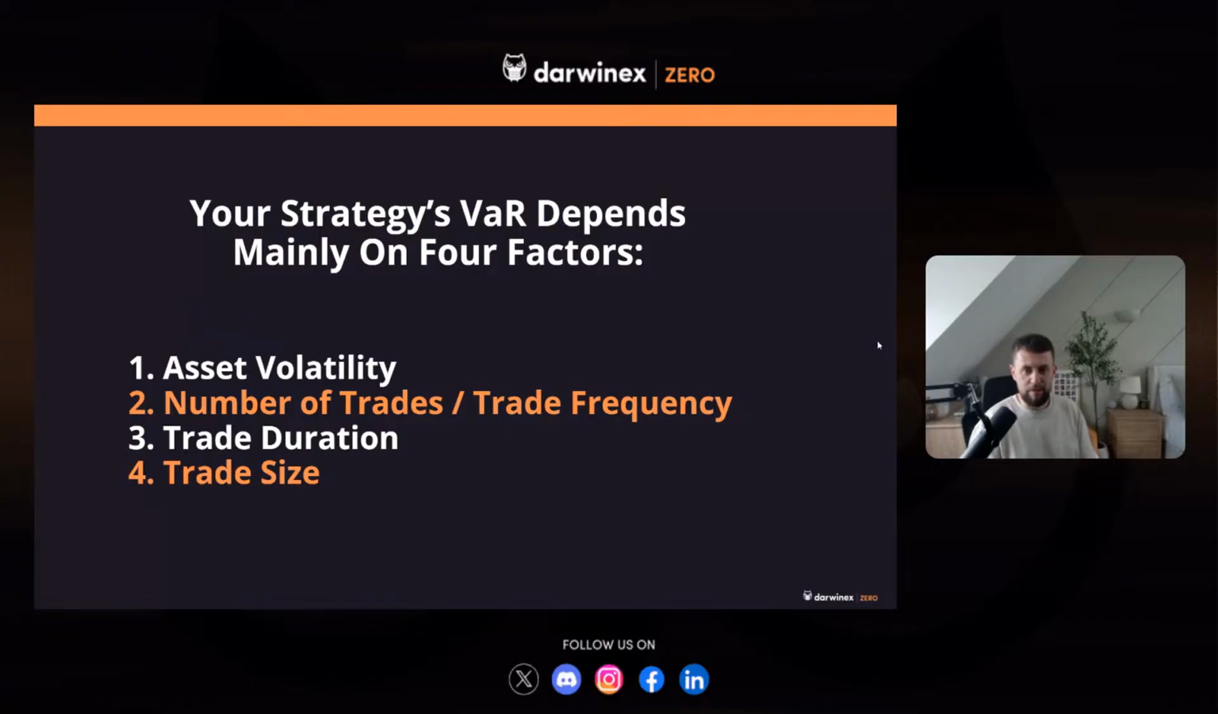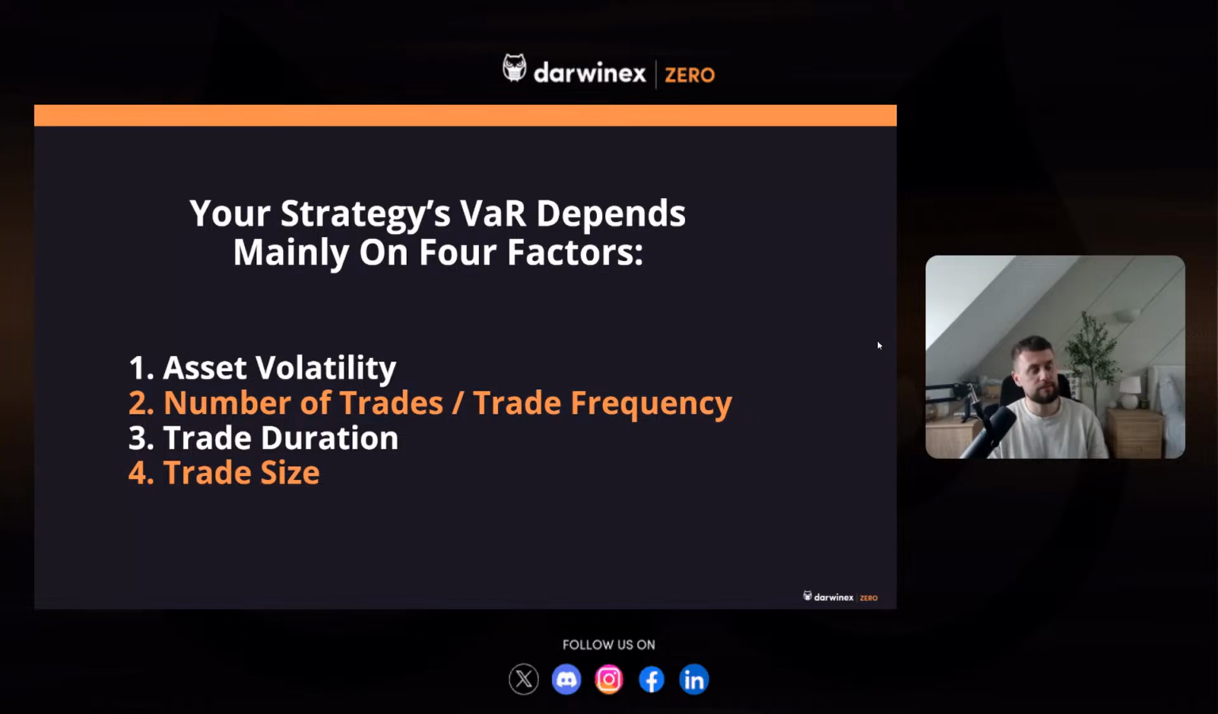Number 2, your trade frequency. The more trades that you take, the higher your value at risk will be. This isn't to say that taking more trades is necessarily a bad thing. It's just saying from a risk exposure or a leverage perspective, you are higher in risk, whether slightly or by a big country mile. Number 3, you have trade duration. Again, the longer you're in trades, generally the higher the risk is because you have more leverage exposed to the market and more risk exposed to the market. And then number 4, which kind of trumps them all, is your position sizing.